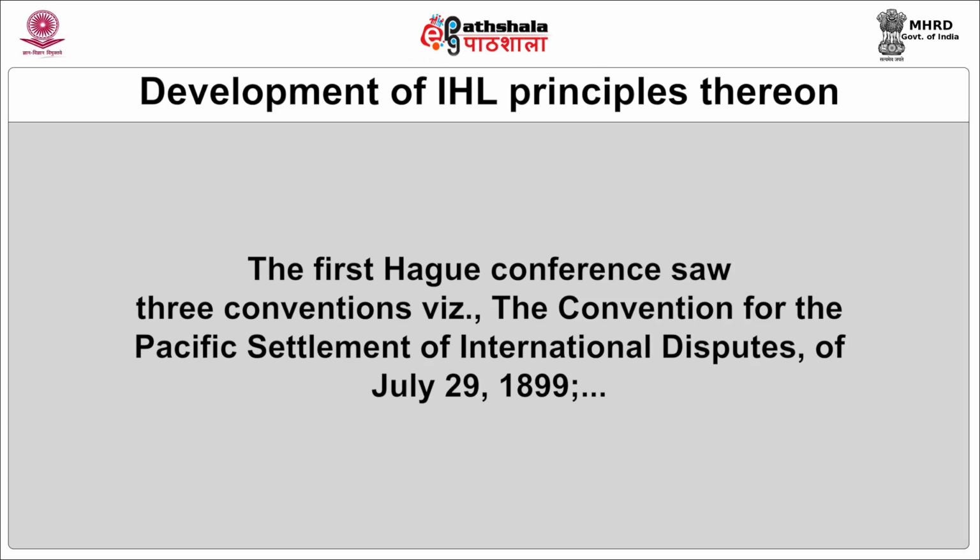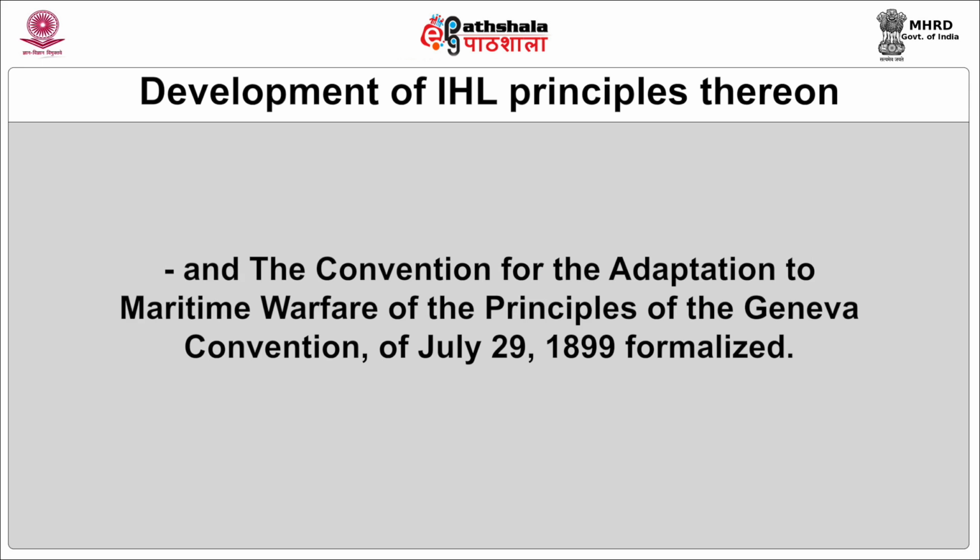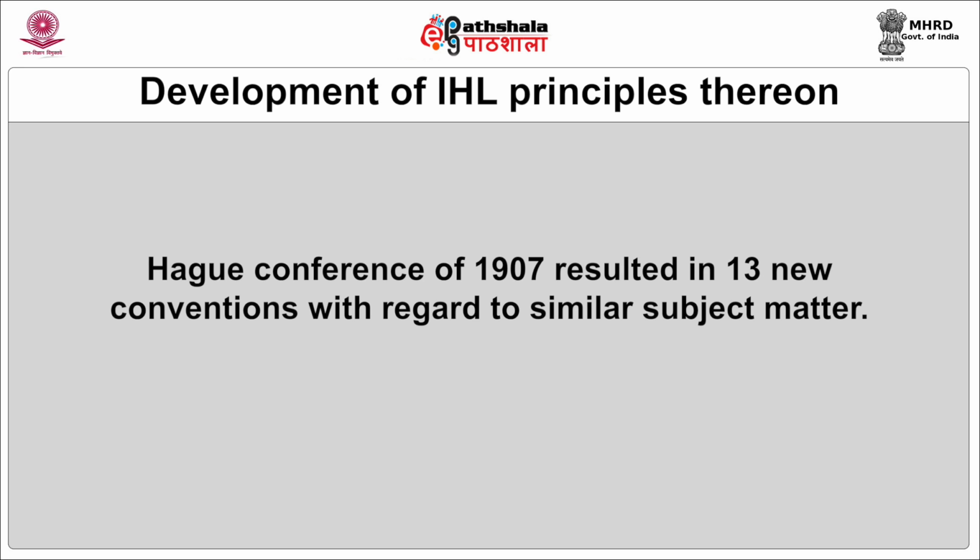The first Hague Conference saw three conventions, viz. the Convention for the Pacific Settlement of International Disputes of July 29, 1899, the Convention respecting the laws and customs of war on land of July 29, 1899, and the Convention for the adoption to maritime warfare of the principles of the Geneva Convention of July 29, 1899. The Hague Conference of 1907 resulted in 13 new conventions with regard to similar subject matter.